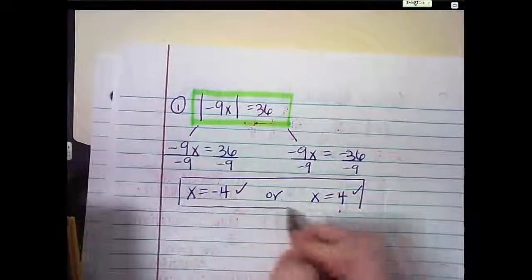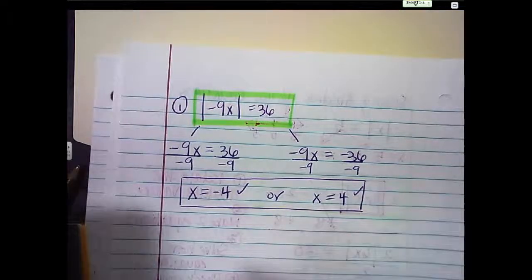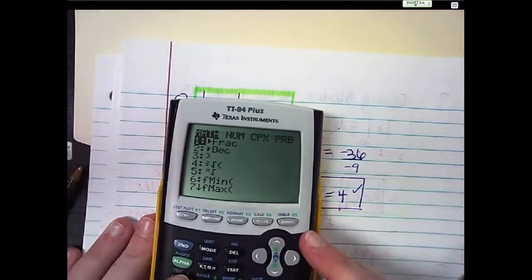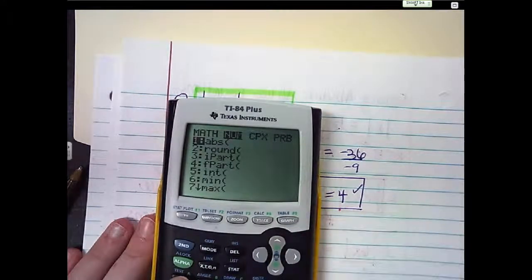Do you need me to show you again? Yeah, I was watching. Math, you go faster at it. Arrow to the right, number 1, enter.